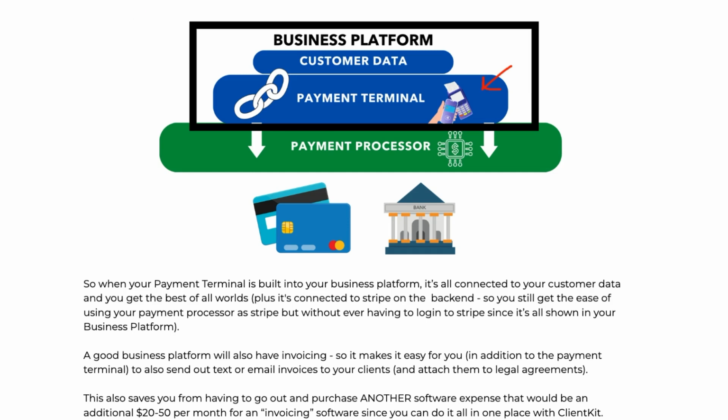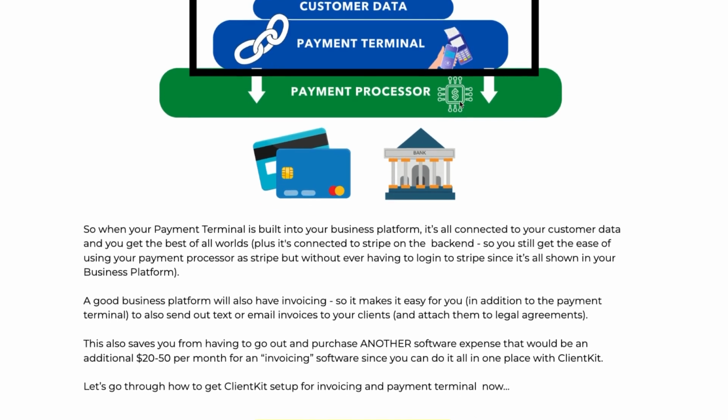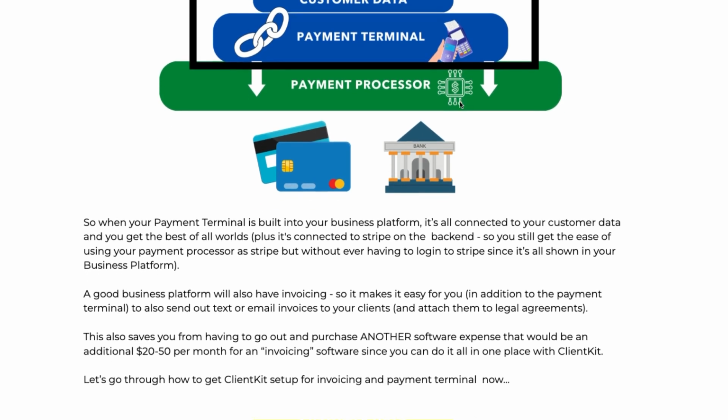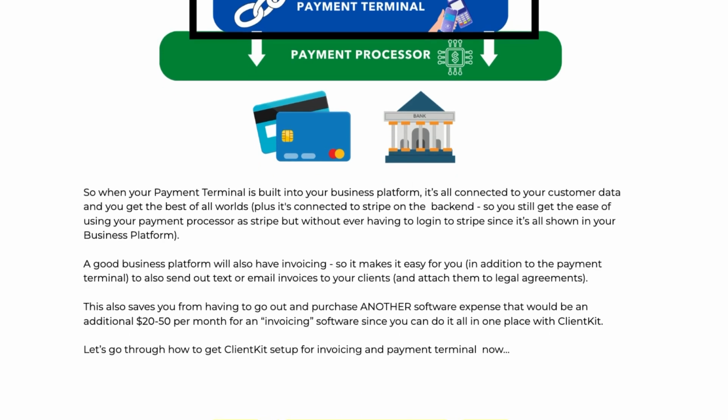So a good business platform will, in addition to the payment terminal, also include the invoicing software. So all of that is under one house. So it's very easy for you to text or email the invoice to your clients, especially if you're doing high ticket sales. And then you can have all of that attached to your legal agreements as well. So again, if you have a very good business platform, that's also going to save you from having to purchase another software that could be an additional $20 to $50 per month just for invoicing software. Otherwise you're going to have an invoicing software here, and a payment terminal here, then your payment processor here, then your legal and contracts in another software. It's better to have it all housed inside of a business platform and all in one place.